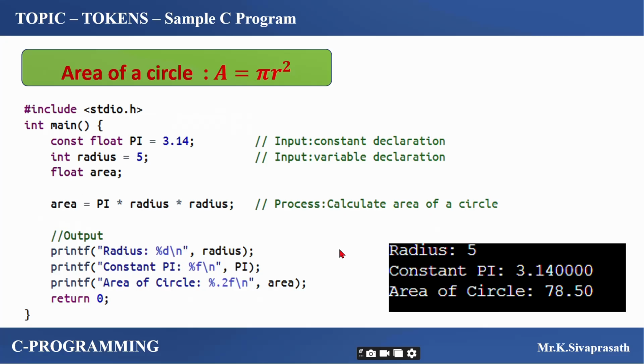And now let us go with a program to understand the token topics in a better way. Here is the program to find the area of a circle. The logic behind the program is all about calculating the area. We will be using the formula pi r square, which is well known from the mathematical point of view.